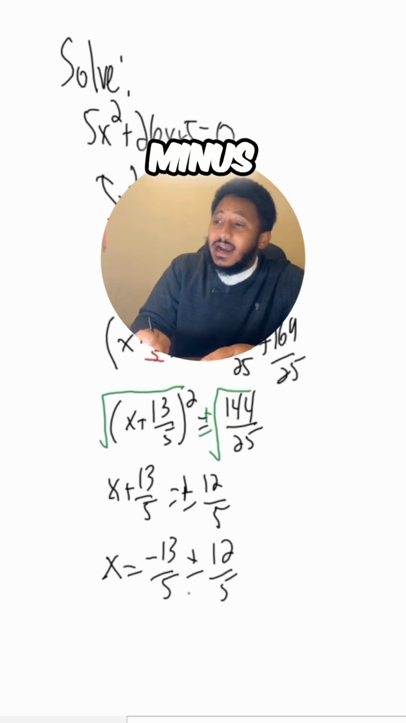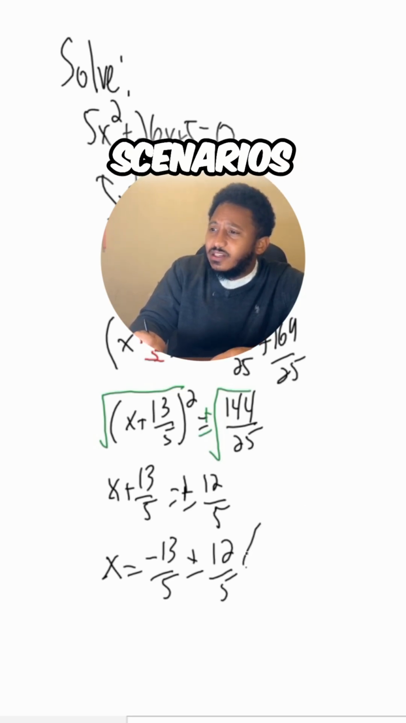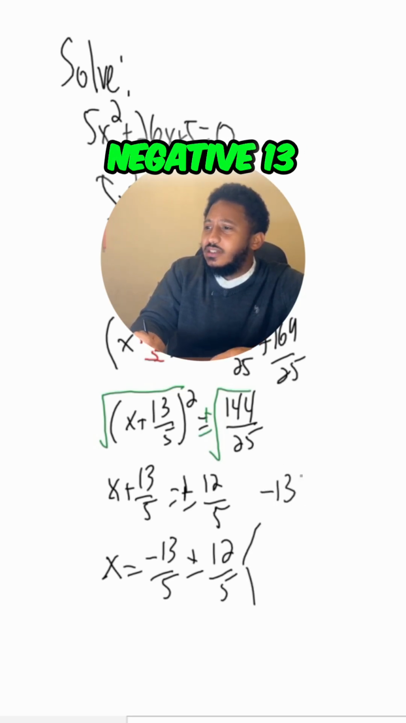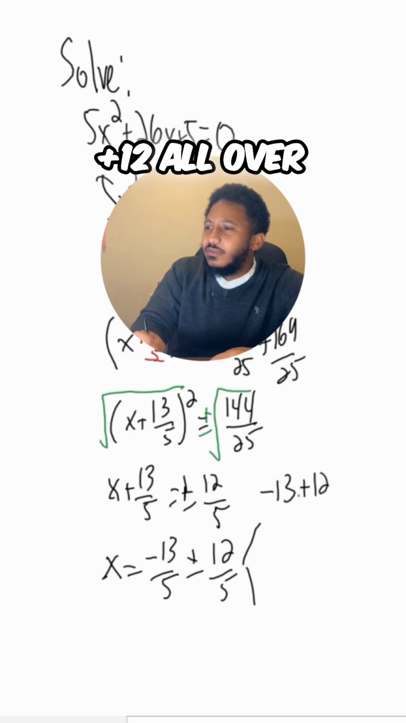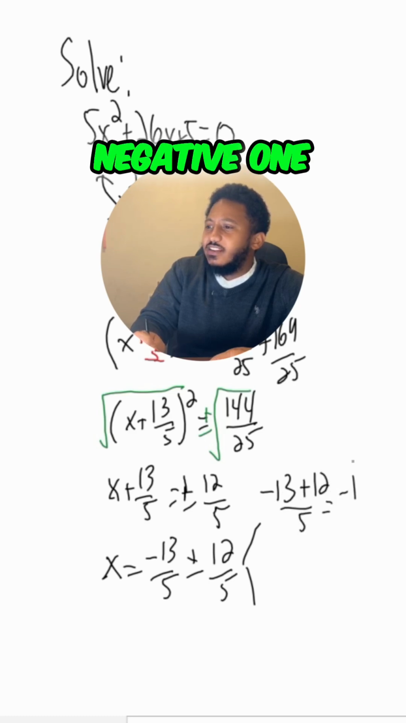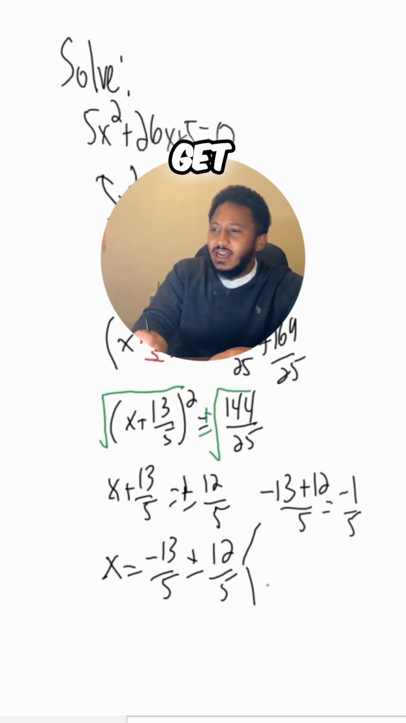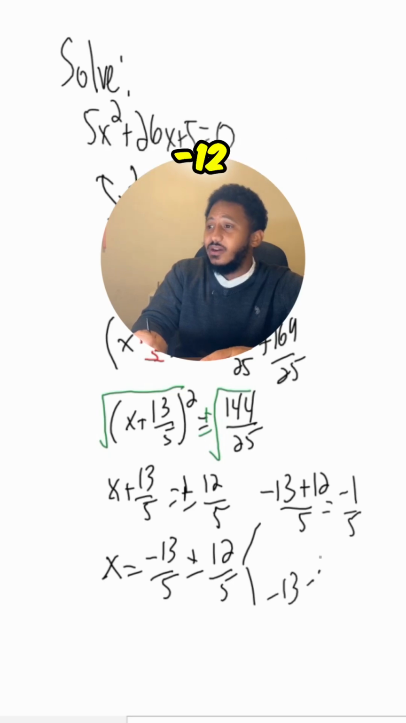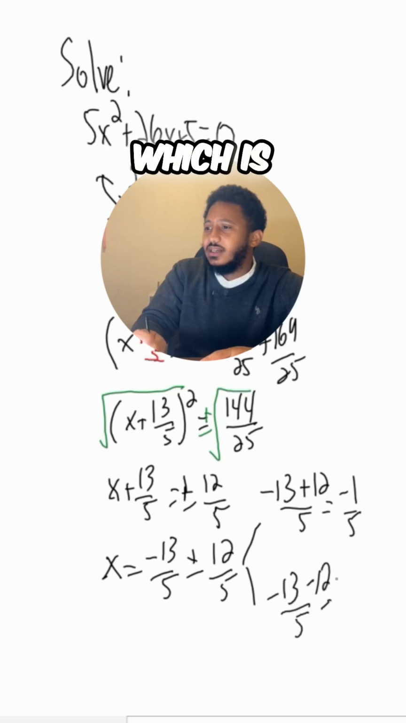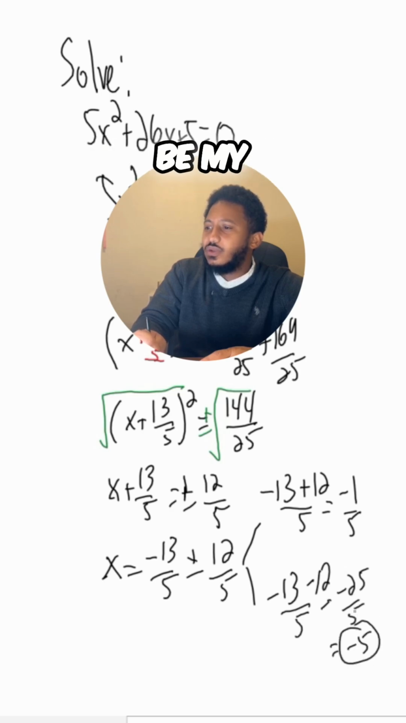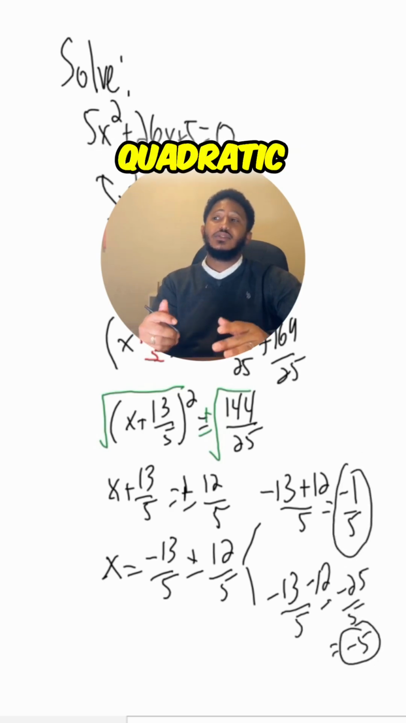That's a plus or minus, so we can split it up into two separate scenarios. We get negative 13 plus 12, all over 5, which is just negative 1 over 5. And then we get negative 13 minus 12 over 5, which is negative 25 over 5, so negative 5. So those would be my two solutions to this quadratic equation.